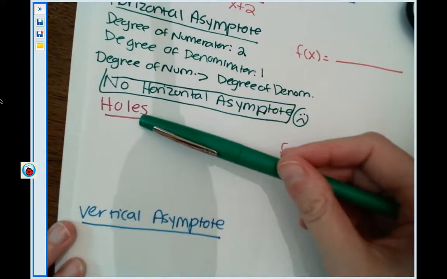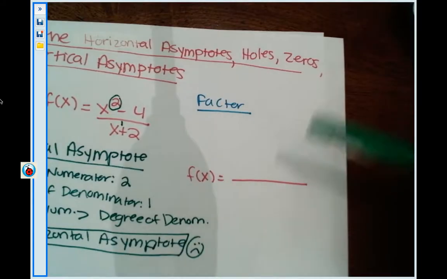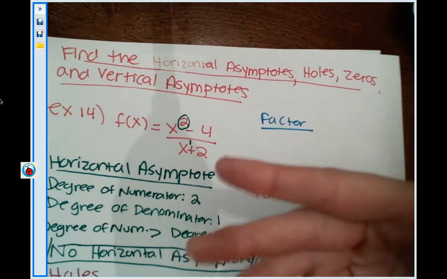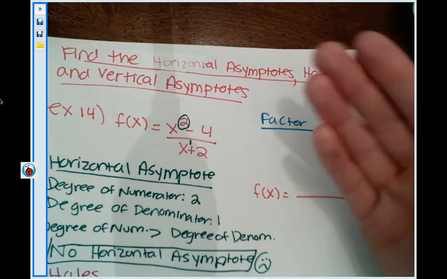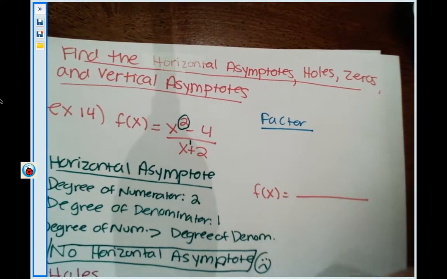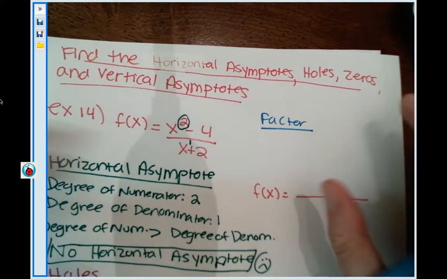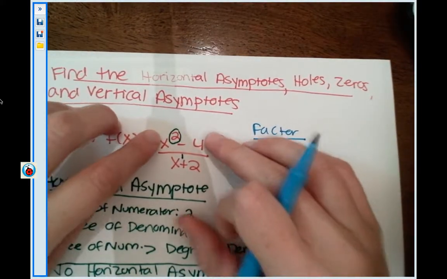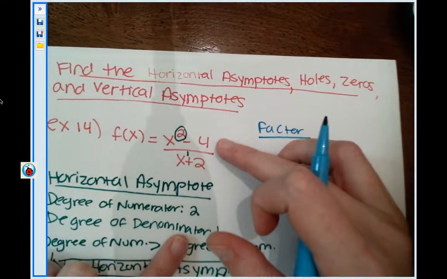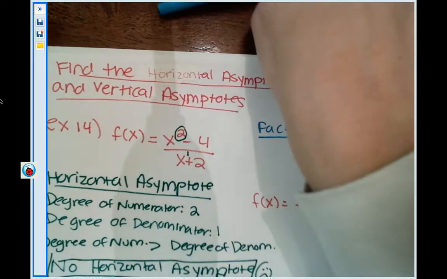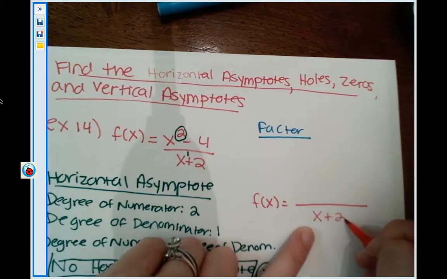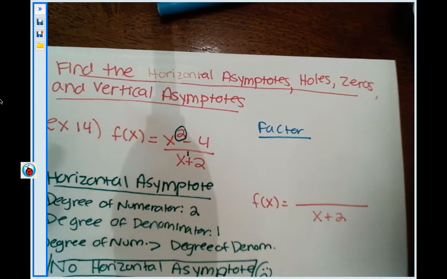Alright, now to find holes, vertical asymptotes, and zeros, we have to factor first. So now we're switching gears to factoring, which again, you guys are confident in your factoring skills. Go ahead and factor the numerator and denominator without my help and see if you get it correctly. So the numerator, okay, we can factor it because we have a degree 2, but the denominator is a degree 1. We already wrote that. So we can't factor the denominator. So the denominator is good to go. So I'm just going to go ahead and write what we get after we factor. I'm just going to write the denominator since it can't be factored.